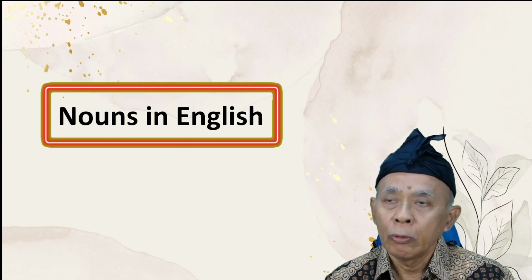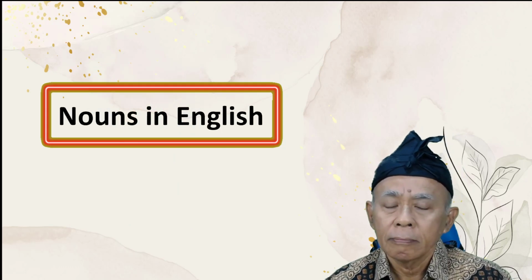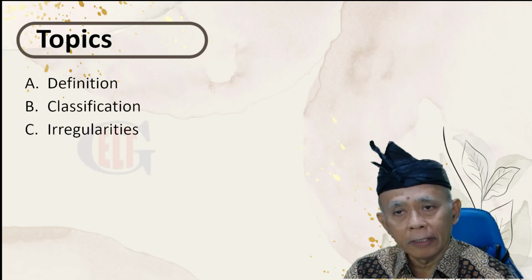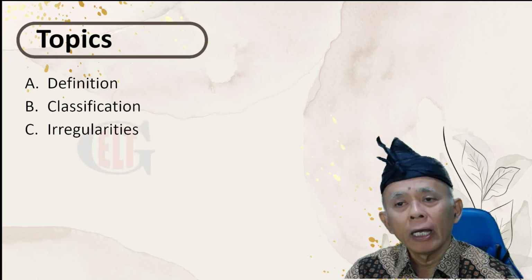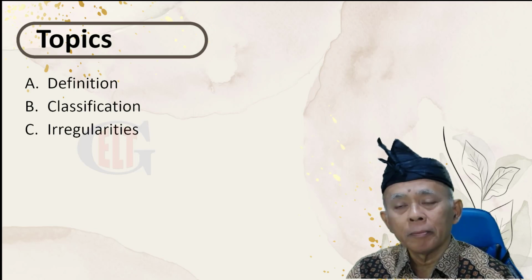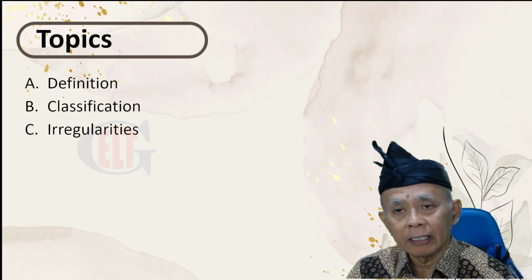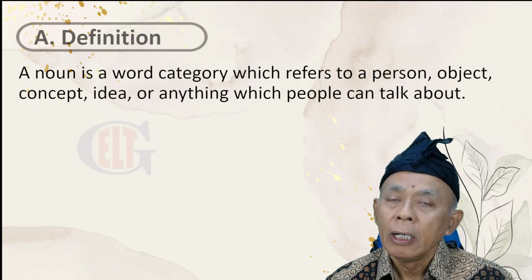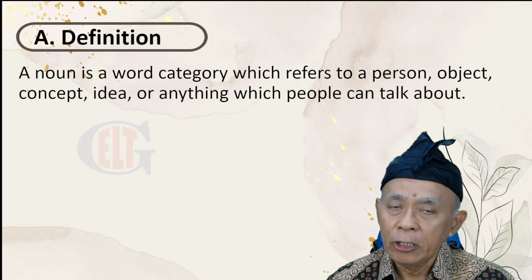In this video, we are going to talk about nouns. The topics of the discussion cover definition, classification, and irregularities. The classification section covers both the way the suffix -es is added and the various pronunciations of the -es. Now, let's start with the definition of noun.